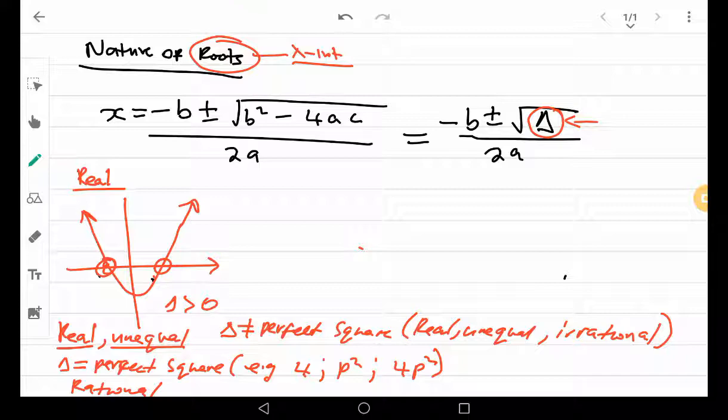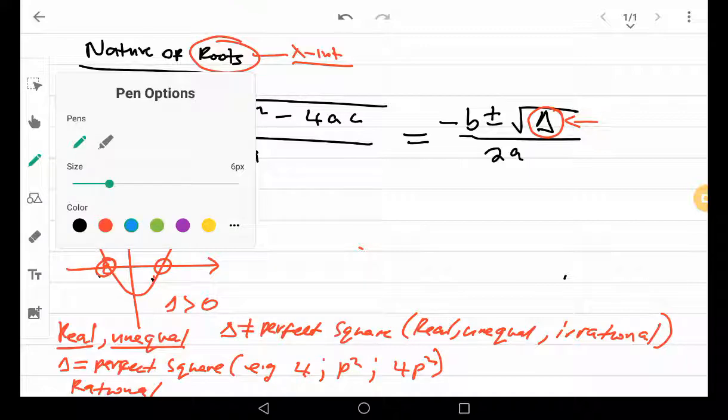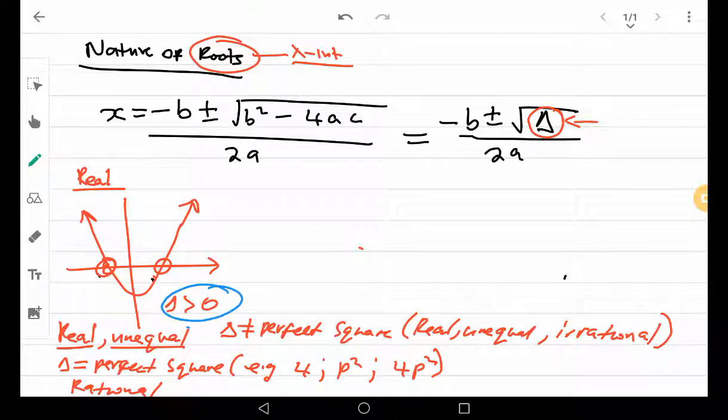So real and equal is when delta is equal to 0. Real and unequal is when delta is greater than 0. Delta greater than 0 gives real and unequal roots. Then rational when delta is equal to a perfect square, and irrational when delta is not equal to a perfect square. Then we have another case, roots that are real and equal.